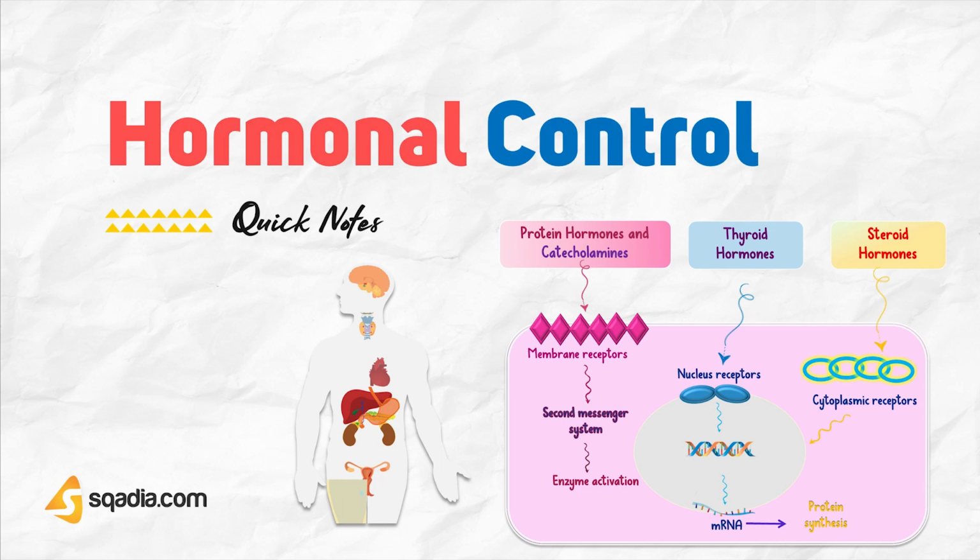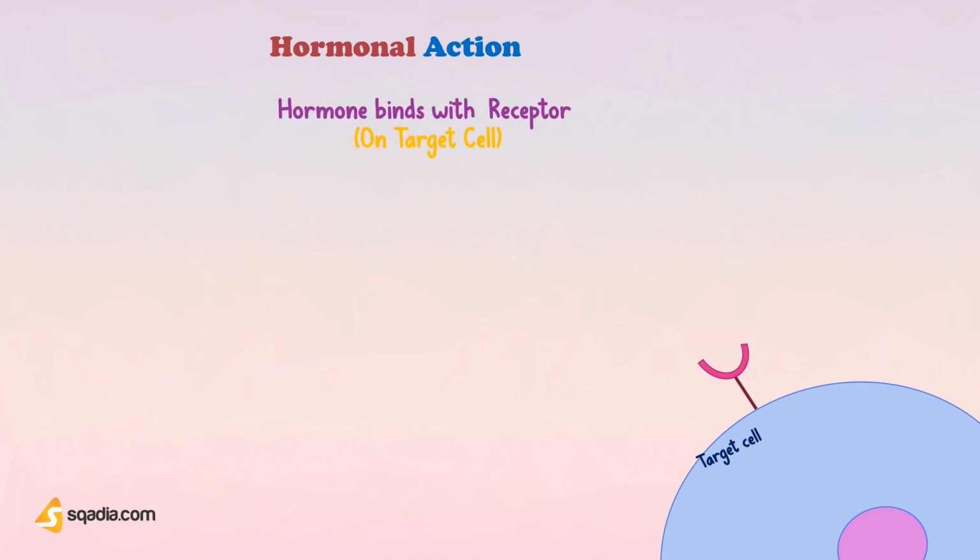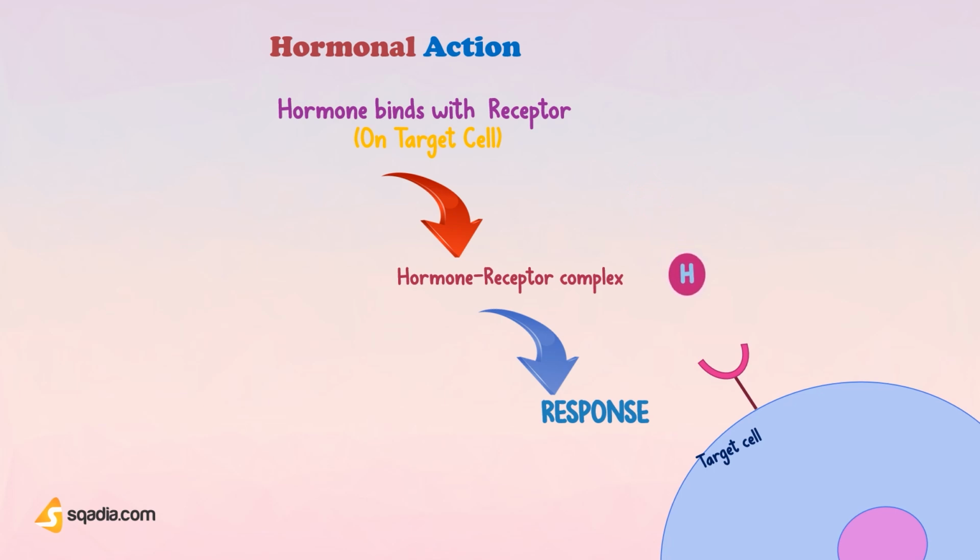Welcome again. We are back with the next part of the physiology video on hormonal control. Before going into detail, let's first discuss the basic concept of hormonal action. We know from the previous part of the video that hormone actions on target cells begin when the hormone binds with a receptor, forming a hormone-receptor complex and resulting in a response like this.